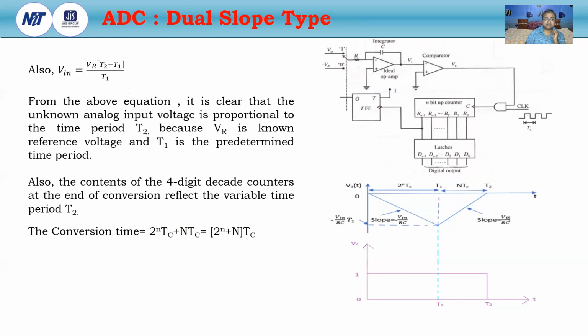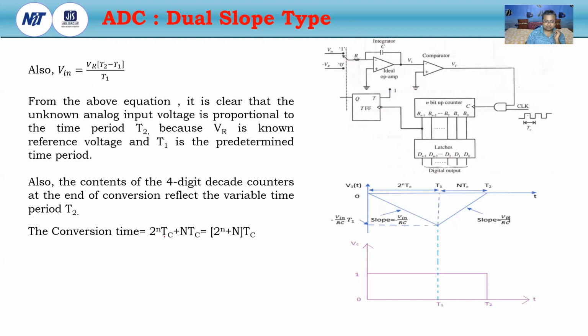So we can see that V in is equal to VR into T2 minus T1 by T1 also. From the above equation, it is clear that the unknown analog input voltage is proportional to the time period T2, because VR is a known reference voltage and T1 is the predetermined time period. Also, the contents of the 4-digit decade counters at the end of conversion reflect the variable time period T2.